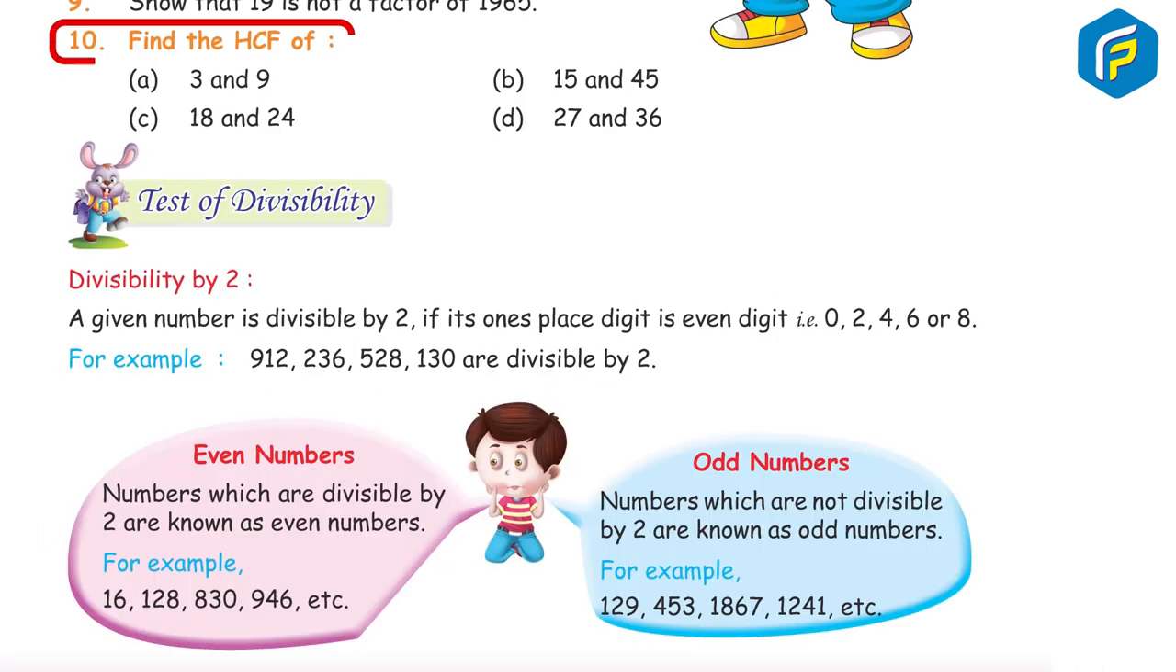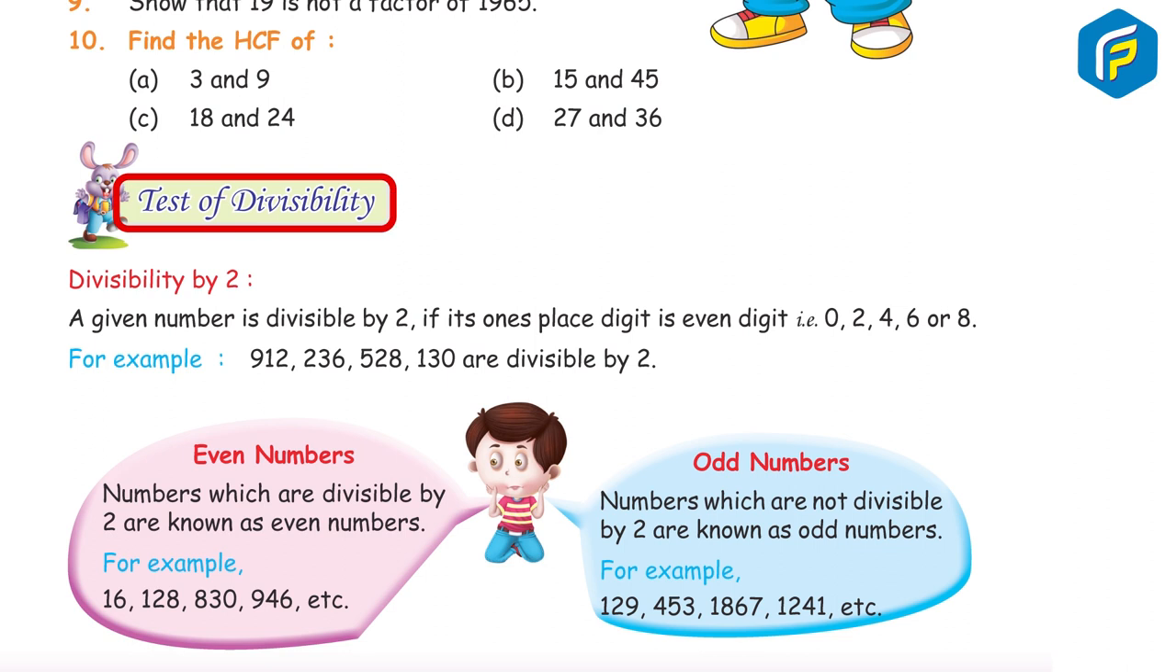Question 10. Find the HCF of A. 3 and 9. 3. B. 15 and 45. 15. C. 18 and 24. 6. D. 27 and 36. 9.